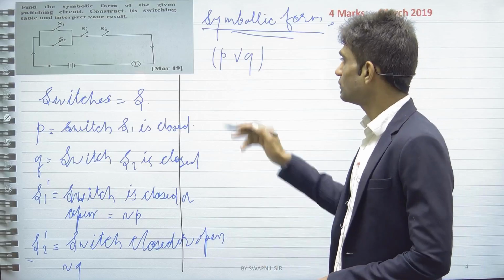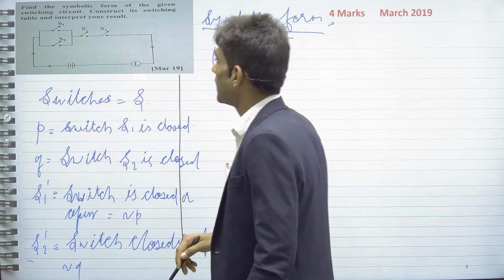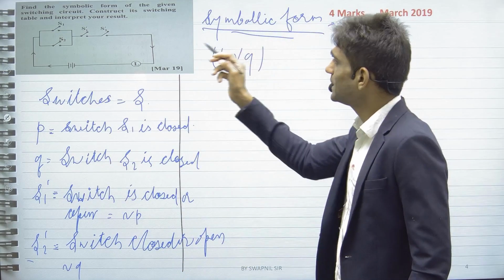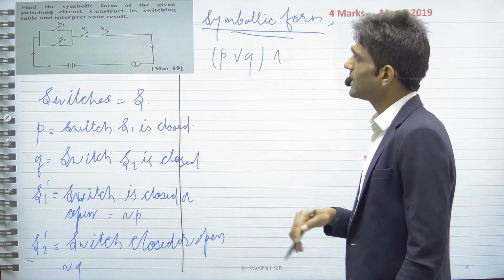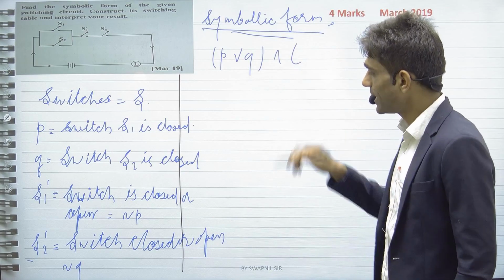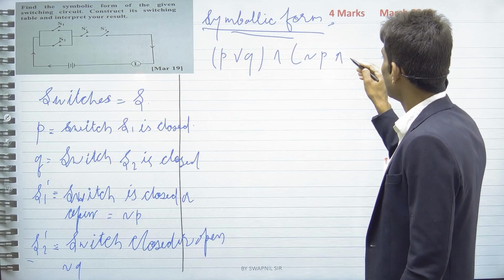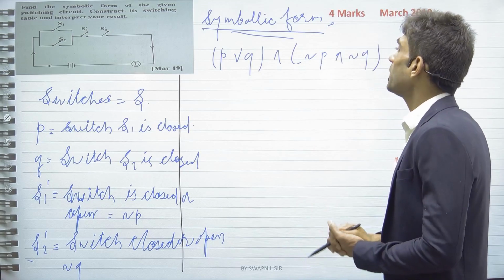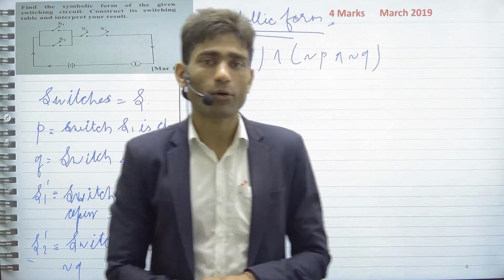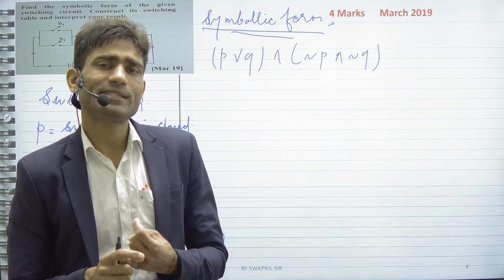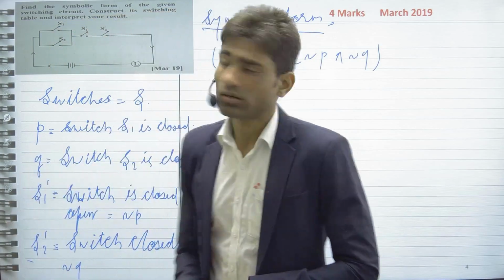Let's move to the next part. Between these 2 switches we have the OR sign, and after this we have the series switches. Series switches are represented as AND. S1 dash is the negation of P, and S2 dash, between them we have the negation of Q. So P or Q and negation of P and negation of Q. Now see how easy the symbolic form is. We only have to understand the parallel connection and the series connection for our logical circuit.